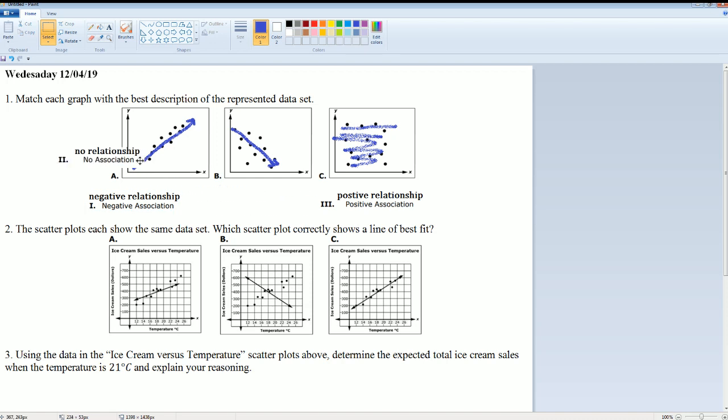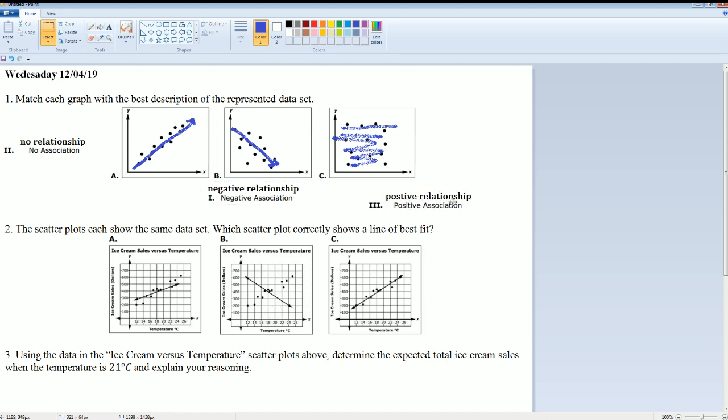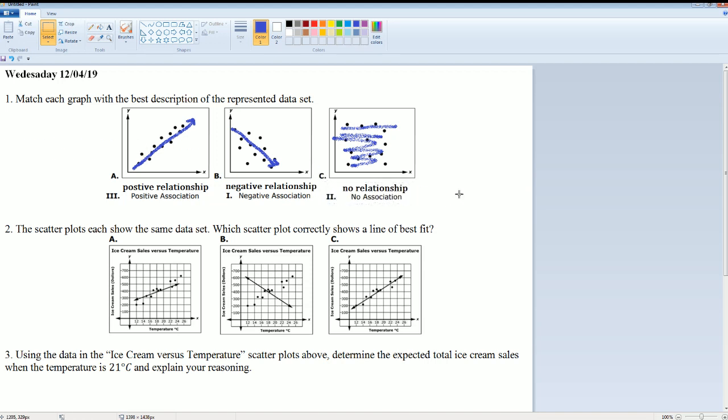We would say this has a negative relationship because it's going down. Now A looks like it's positive, so it's going up. So we would say it has a positive association or a positive relationship. And this one, there's no pattern, so we would say there's no association or no relationship. This is the reason why you have to understand your slopes, a positive slope and a negative slope, because it actually tells you about the relationship and the associations.